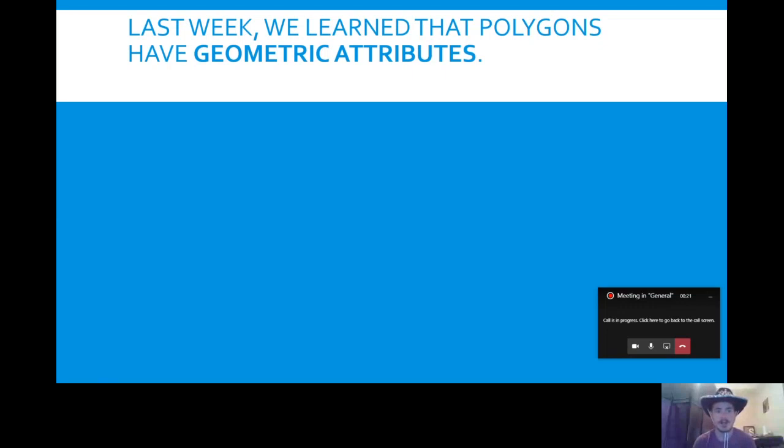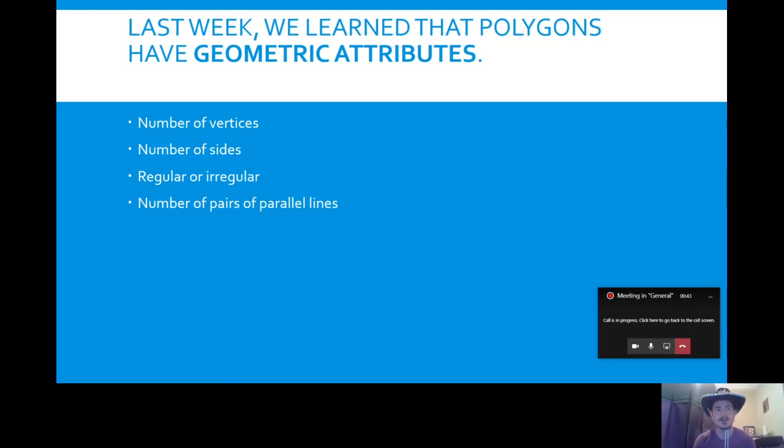Last week, we learned that polygons have geometric attributes, which is a big word, but it's just different categories that shapes can have. So we can talk about the number of vertices a shape has. We can talk about the number of sides a shape has. We can talk about whether a shape is regular or irregular. And we can talk about the number of pairs of parallel lines a shape has.